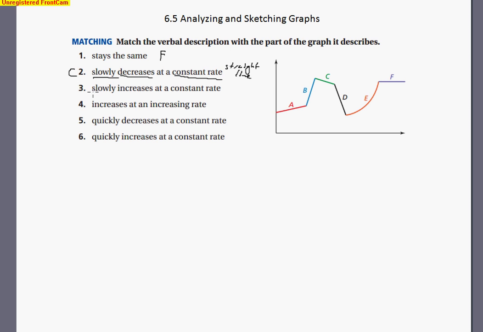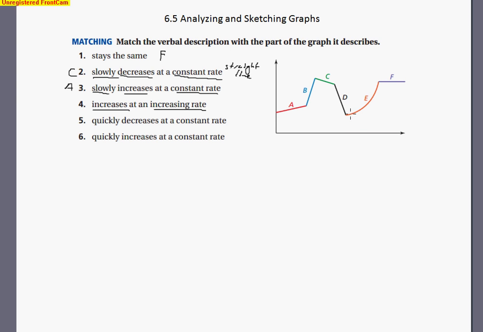So slowly increases at a constant rate. So increasing slowly, we've got 2 that are increasing, actually 3. But this is not at a constant rate. So these are the 2 that are at a constant rate. So A is not as steep, and so since it says slowly there, we'd go with letter A.